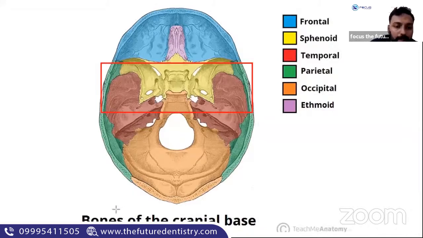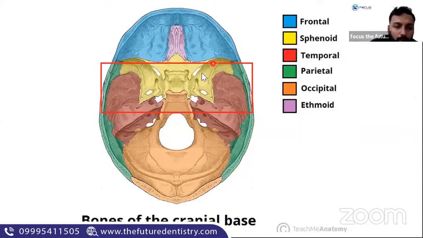Somebody last time said something about the greater wing of sphenoid, so I'll just explain it to you. This small one is the lesser wing of sphenoid, and this large one is the greater wing of sphenoid. Don't get confused. The lesser wing is the smaller one and the greater wing is the larger one. I'm just telling you the parts of the sphenoid bone. There are other parts which we can discuss later.